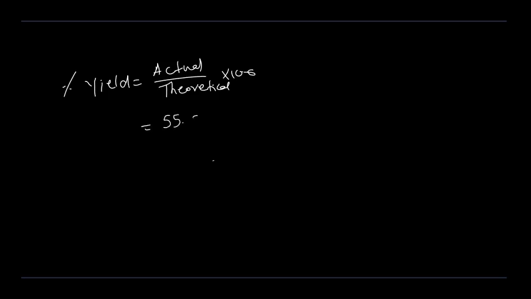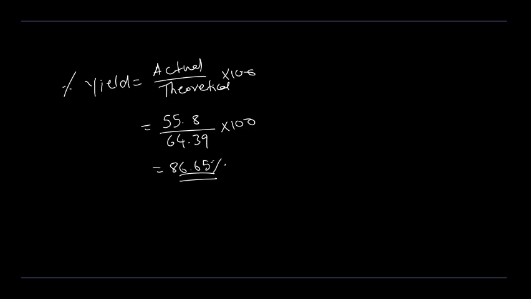And now we can find the percentage yield. So the percentage yield equals actual yield divided by theoretical yield times 100. So that equals 55.8 divided by 64.39 times 100. So that will be 86.65 percentage.